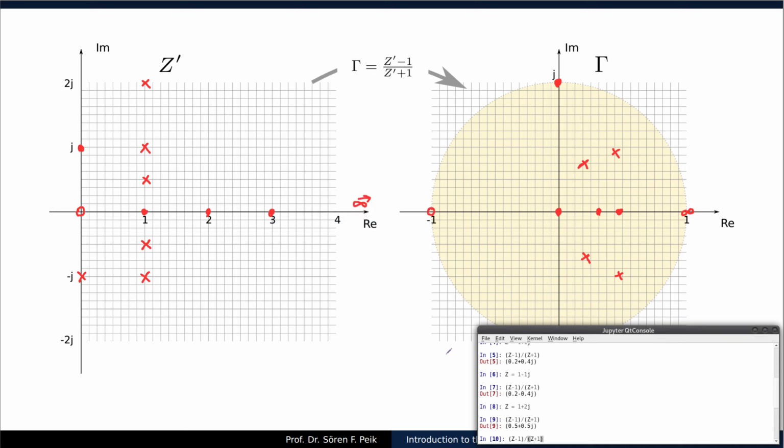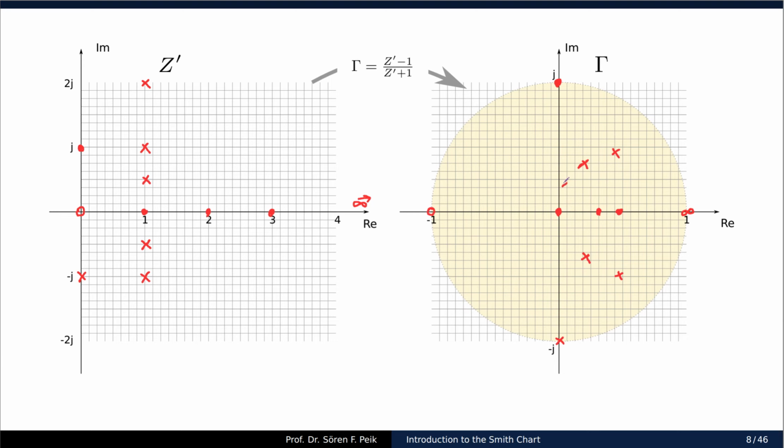So it's 1 plus 0.5j. It's 0.05 and 0.23. 0.05 is very close here and 0.23 is somewhere here. It's the same on the other side.